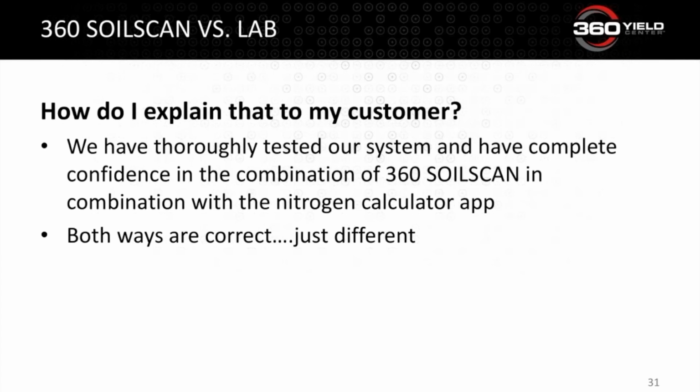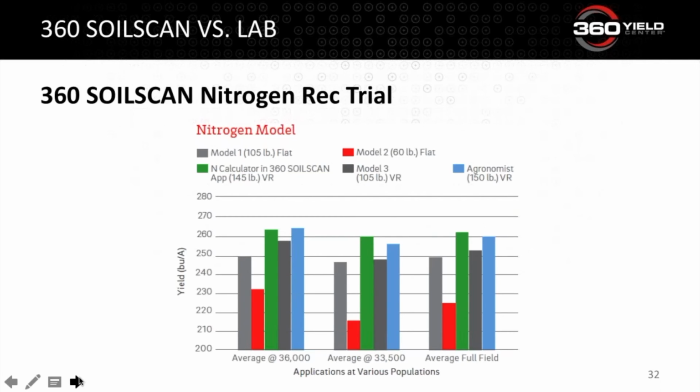Go to the next slide. Some of you have probably seen this data, but we spent a lot of time comparing the soil scan system to other systems that are out there. Those green bars are the soil scan. The gray bars are a couple different models, and so is the red bar. There are 3 different models. And then the blue bar is frankly a really top shelf agronomist, and we compared it to his recommendations. What I want you to take away from this slide is that our system, the 360 soil scan in combination with the calculator app, is something that's been tested, and it works.